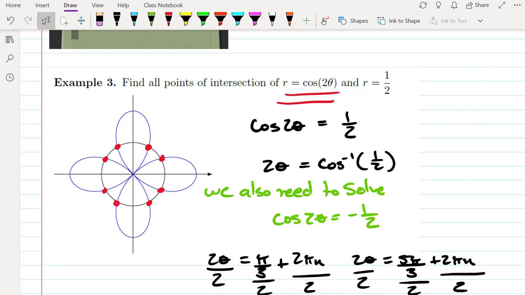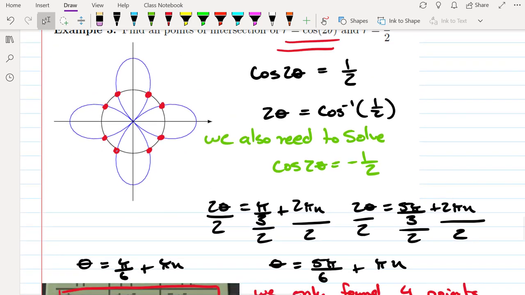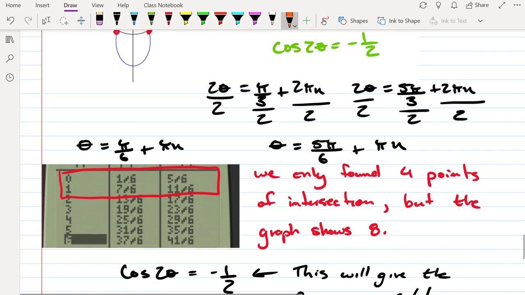Using this same graph that we had, we want the area inside of a leaf, but outside of the circle. So in our picture up here, what we're looking for is this area right here. This is going to be our outer curve, and the circle is going to be our inner curve. Now we need to figure out our points of intersection.